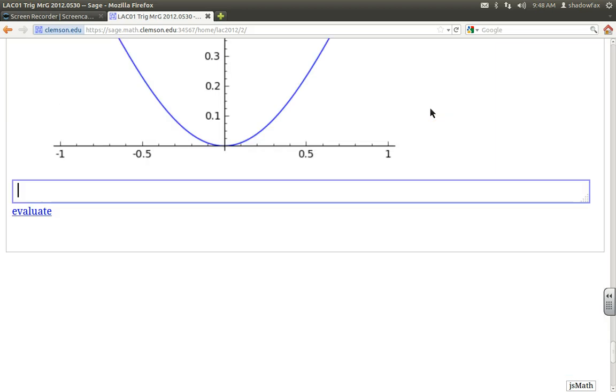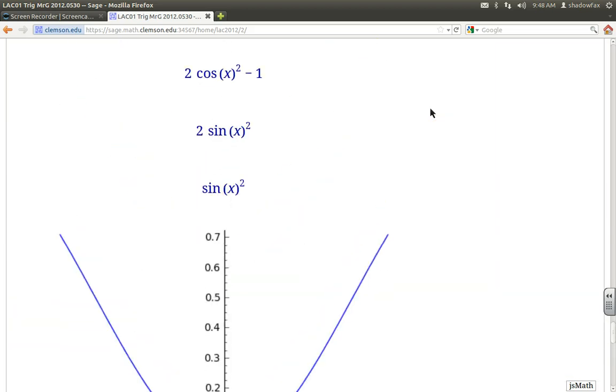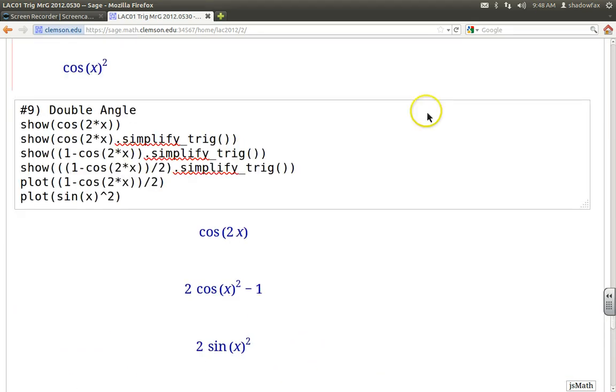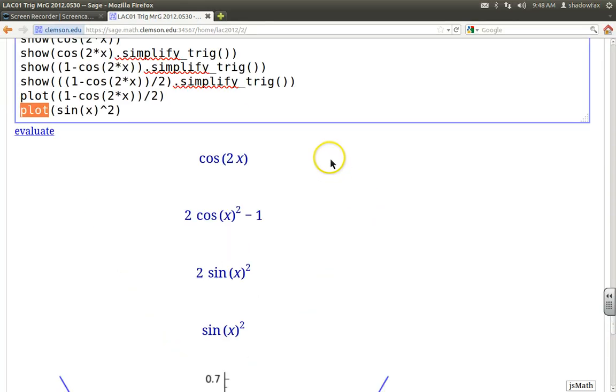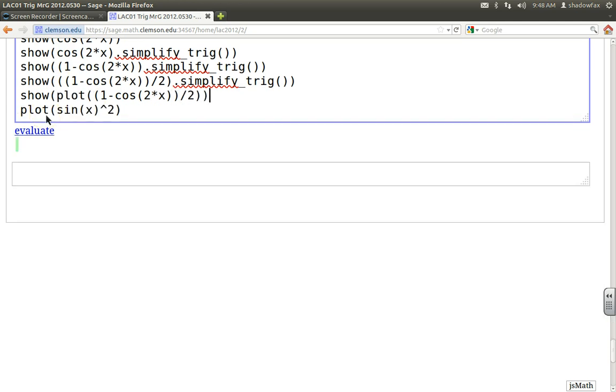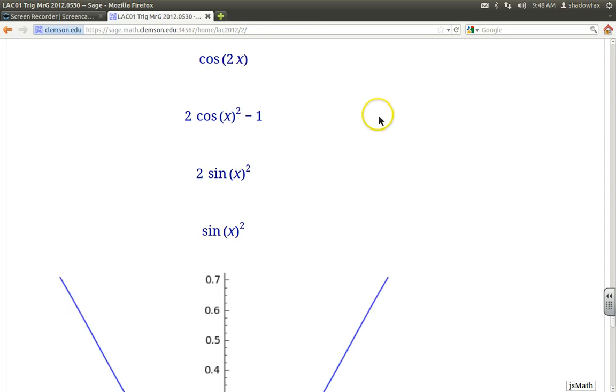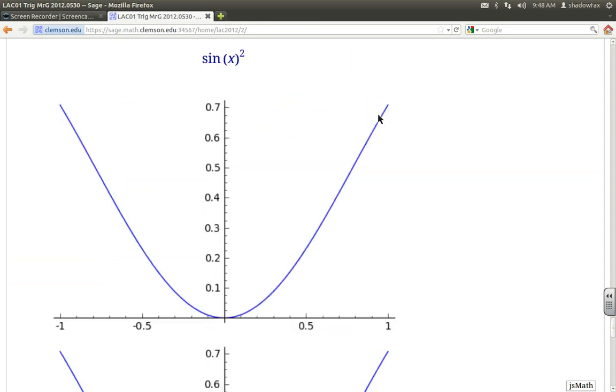I get the same graph, but I only get one graph. Why? Why did I only get one graph? I'm plotting twice. I have to show it, right? Remember, it always shows the last line. But if you want to show stuff before that, you actually have to do the show command. So this should show both plots. And they both should look the same, right? There they are. No problem.